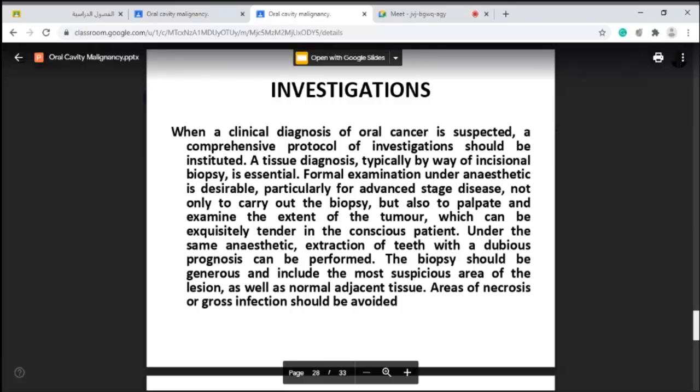The biopsy should be generous and include the most suspicious area of the region, as well as normal adjacent tissue. And we should avoid areas of necrosis or cross-infection because these are not informative.